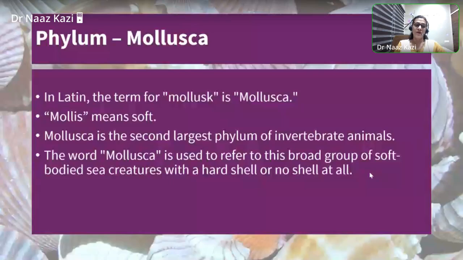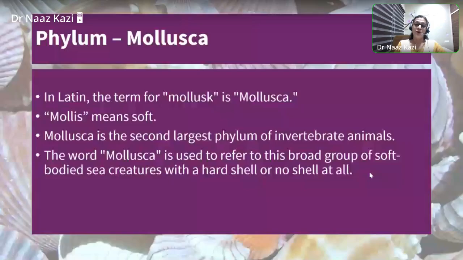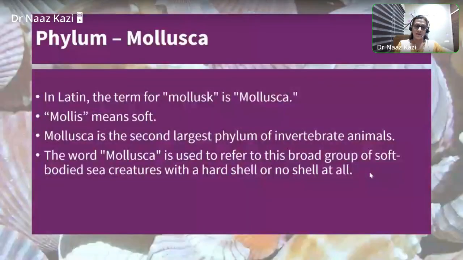We know the Arthropoda, which include the insects, the ants, the bees. Then the crustaceans, which are the crabs, the lobsters. Then we know the arachnids, that is the spiders and the scorpions. And there is also a small group of invertebrates known as the myriapods, which are basically the centipedes and the millipedes. So this word Mollusca is used to refer to this broad group of soft-bodied sea creatures, which have a hard shell or no shell at all.